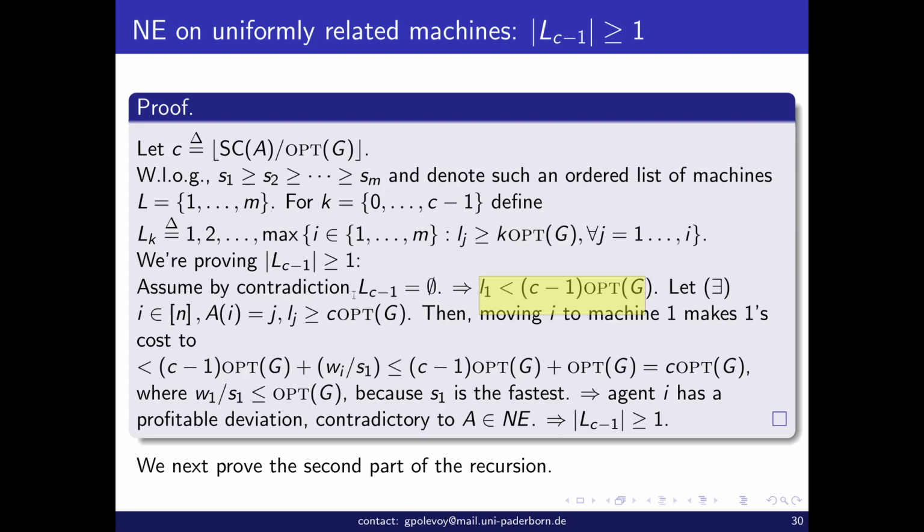That's why we will achieve a contradiction. Formally, moving player i to machine 1 will make player i's cost strictly smaller than c minus 1 times optimum, which was strictly larger than the load on machine 1, plus the size of player i, divided by the speed of machine 1.